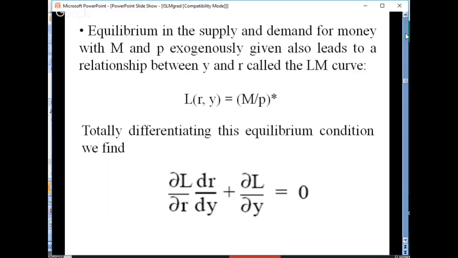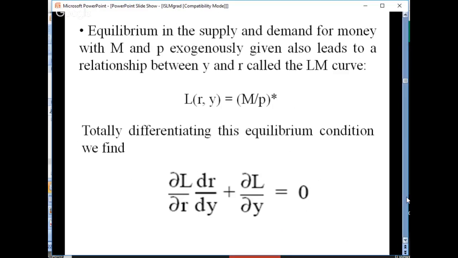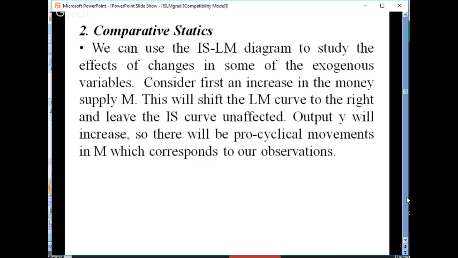So going back up to our graph, I have my negatively sloped IS curve and my positively sloped LM curve. IS stands for investment savings curve, LM stands for liquidity money. So now we can do a little bit of comparative statics with our IS-LM diagram to study the effect of exogenous variables like that shift parameter we were talking about, and also an increase in money supply, which we assume is exogenous.